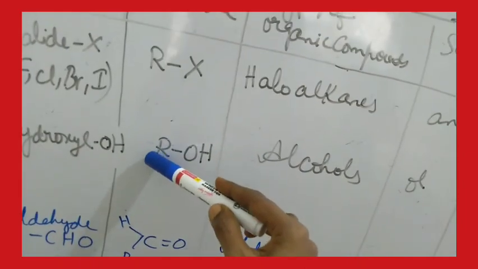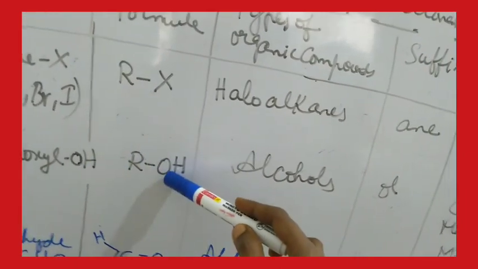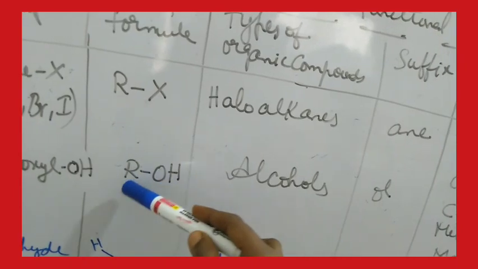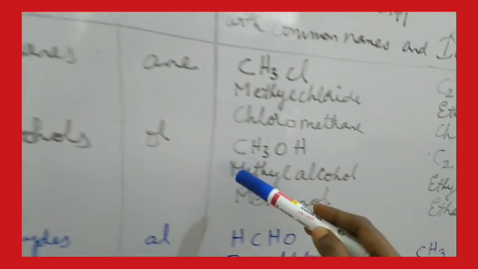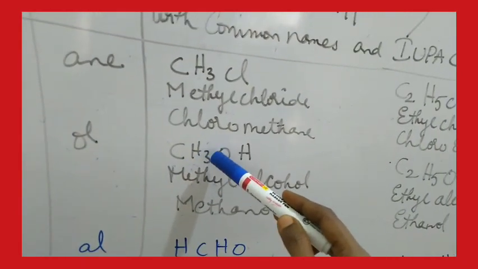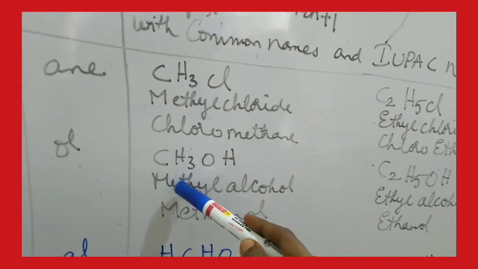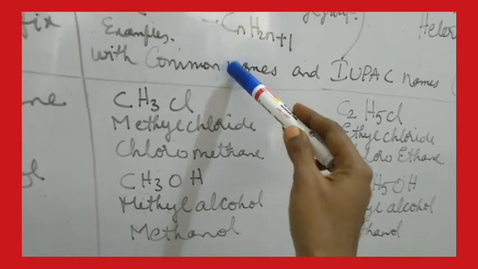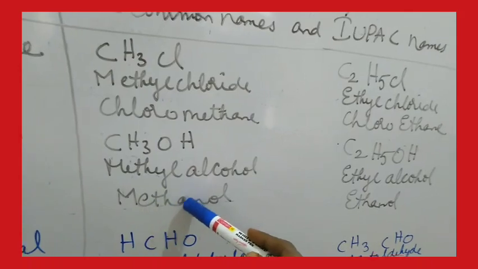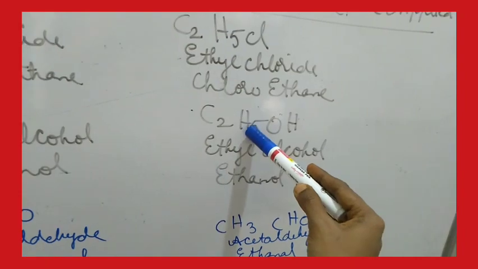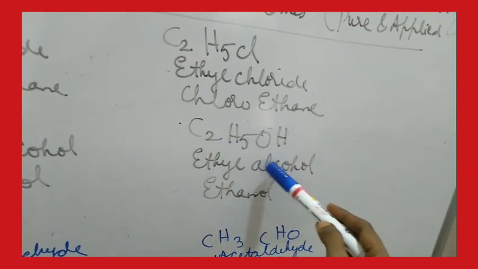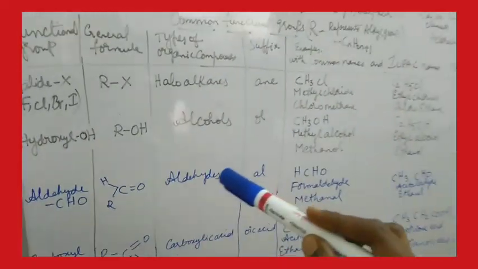So for example, CH3OH. R I have taken as CH3 and OH I have bonded here. CH3 means methyl, OH means alcohol. Combine them, methanol. CH3 is methyl, OH is alcohol, so you call it methyl alcohol, the common name. But the IUPAC name is methanol because of OL. One more example, C2H5OH, you call it ethyl alcohol or ethanol. So this is about the second functional group.